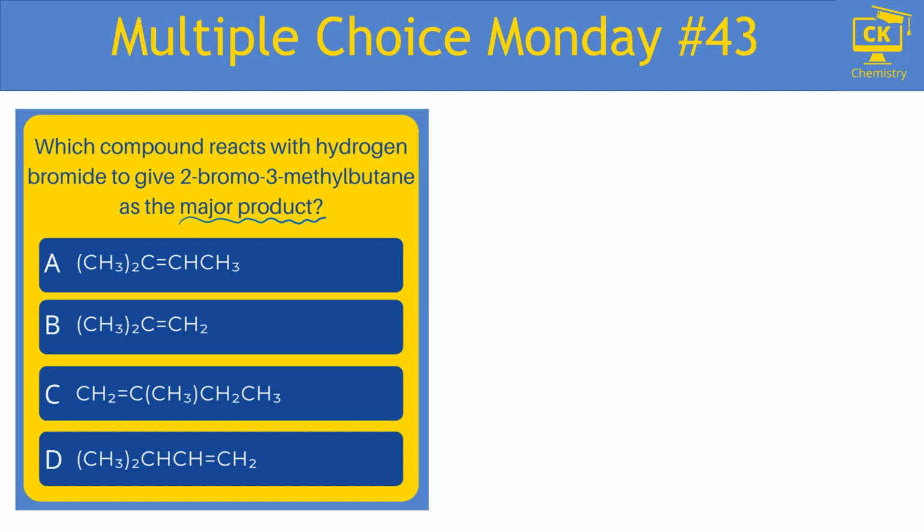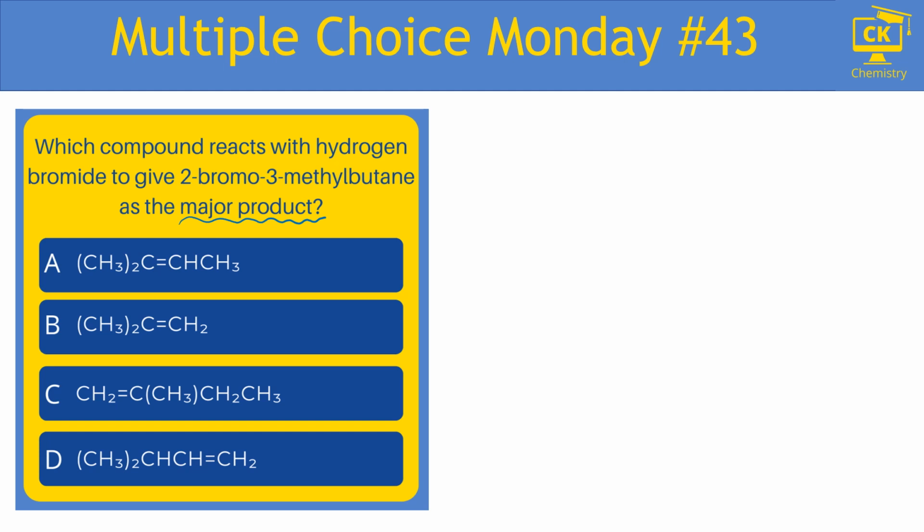So almost all exam boards for A-level now discuss this idea that when you add a hydrogen halide like hydrogen bromide to an alkene, then there is an option about where the hydrogen adds and where the bromine adds, and we need to know what is most likely, i.e. what is going to be the major product.